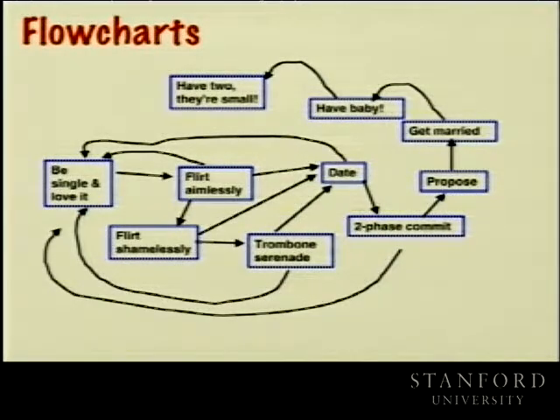There's the back arc there. And then there's dating, and then there's two-phase commit, which is a very important part of any computer scientist's education. And then potentially, other tracks of children and whatnot. But it does show you kind of places you can go, right? It turns out you actually don't get to go from flirt aimlessly to have baby. So write that down. Not allowed in this graph.